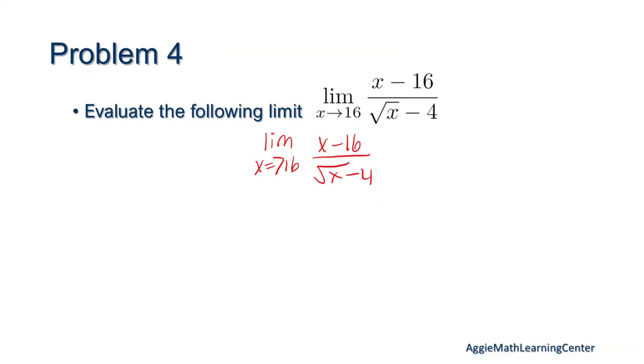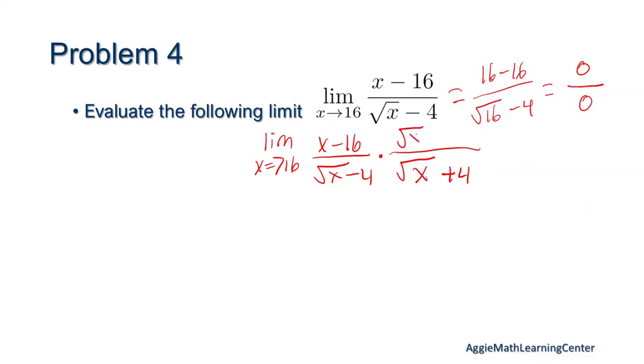Oh yeah, this limit does not work directly, because if we put 16 in, we have 16 minus 16 up top, and then square root of 16 minus 4 on the bottom. So we have 0 up top, and square root of 16 is 4, minus 4 is also 0. So we need to do some fancy math here. In order to get rid of the square root in the bottom, we're going to multiply by square root of x plus 4 over square root of x plus 4, which is a fancy way of saying 1.